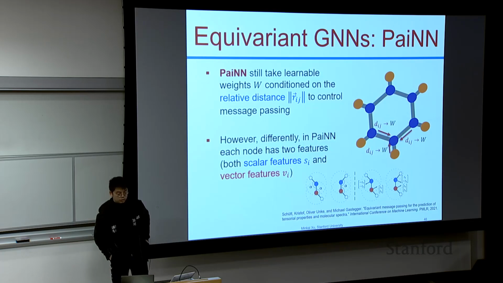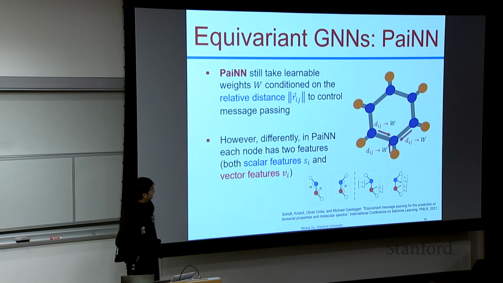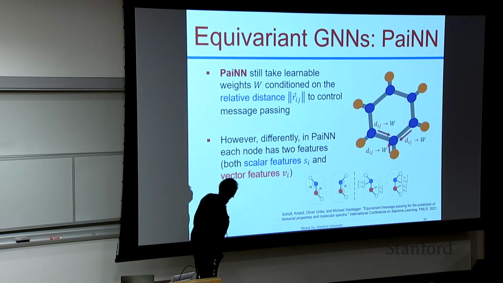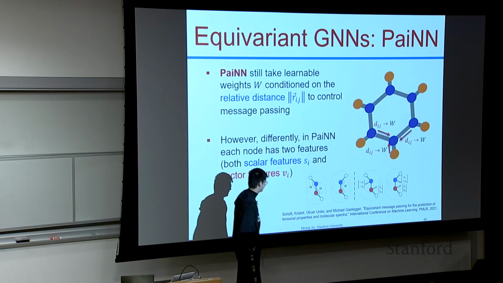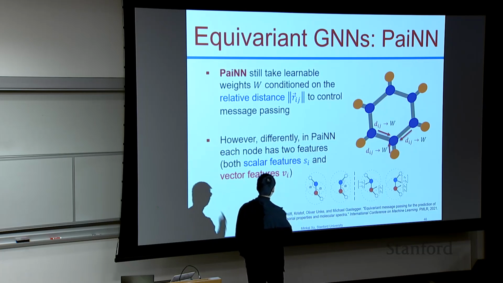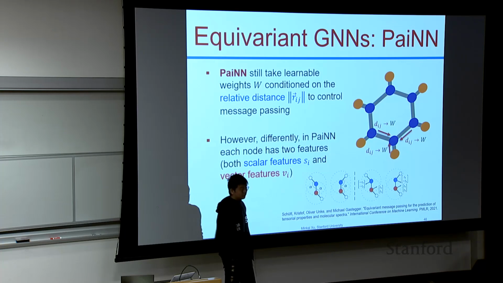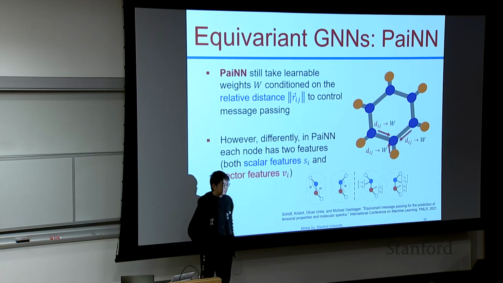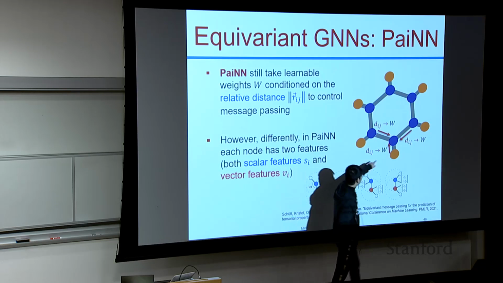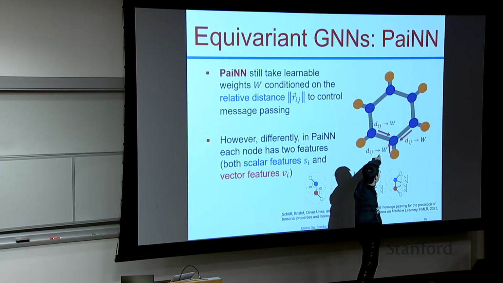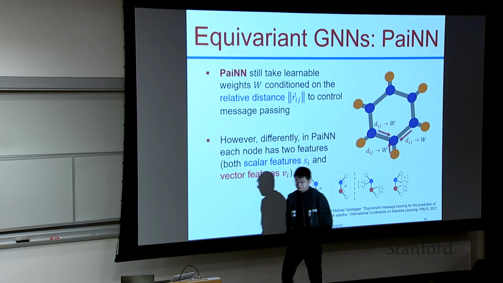Okay, so the high-level idea of the recent progress of equivariant GNN. It is called PaiNN. Kind of interesting. In this neural network, some parts are the same, but some parts are different. The same part is that for every edge feature, we still have a matrix, and the matrix controls how the message is passed through this bond.